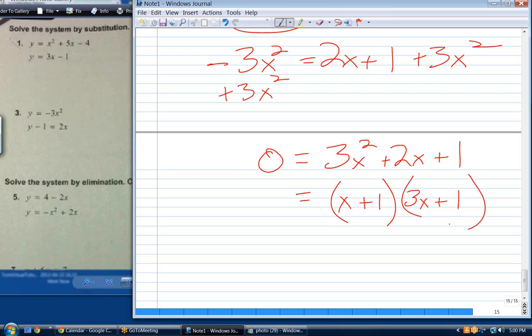But notice that this doesn't work. In other words, this does not factor nicely, because this gives me a middle term of 4x, not 2x. So this doesn't factor, because the only factors of 1 are 1. So how else can I solve this?